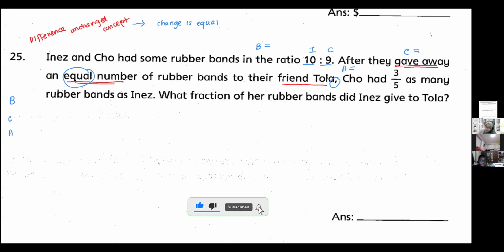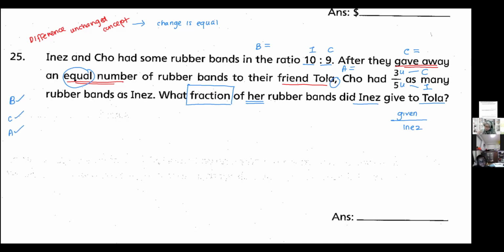Okay, so Cho had 3/5 as many rubber bands as Ines. This is 3 units, this is 5 units, this is Cho, this is Ines. What fraction of her rubber bands did Ines give to Tola? Which means I want to know the given over Ines. This is what I want to find: the given over Ines number of rubber bands. Do I have my before? Yes. I have my change. I have my after. I have everything already. What do I do next?